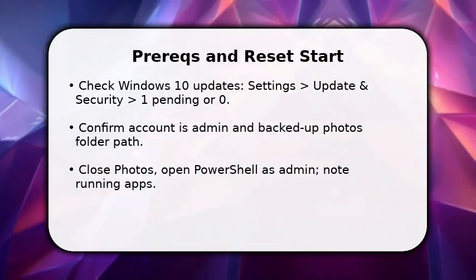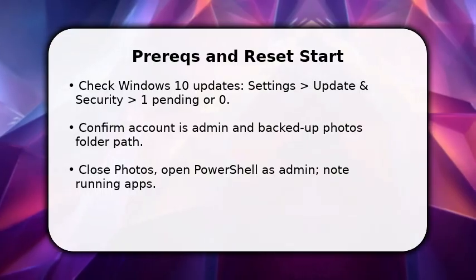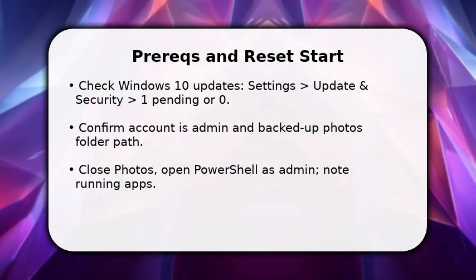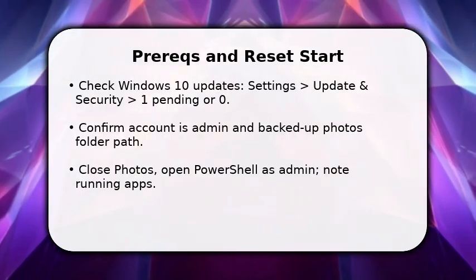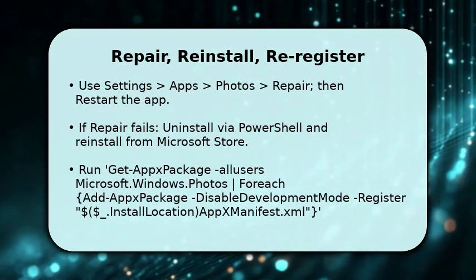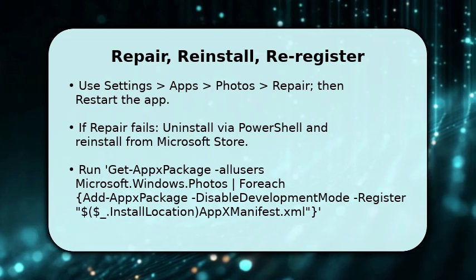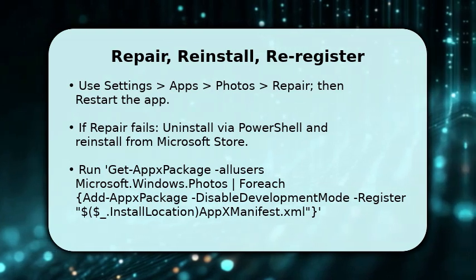Run the reset command for Photos next. This clears app state while preserving your files. I'll explain why reset works and what to expect when the app restarts. Next, try the built-in repair option in app settings because it fixes corrupt caches quickly. Open Photos afterward to test behavior.